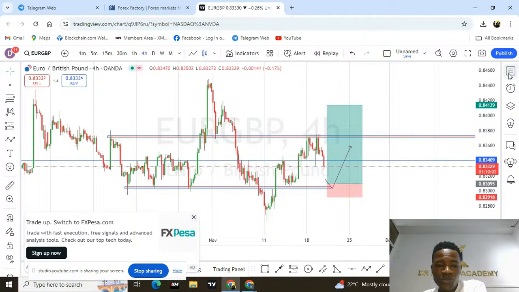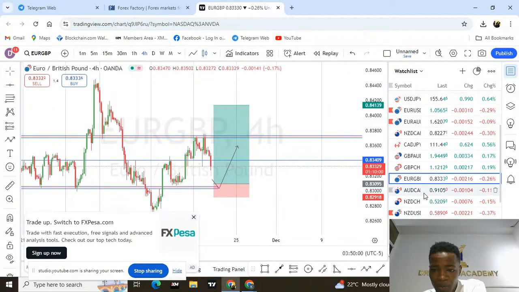Okay. So EURGBP is not an A setup. Let's continue. AUDCAD.